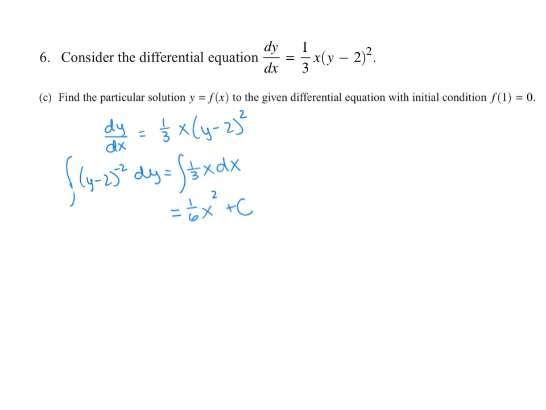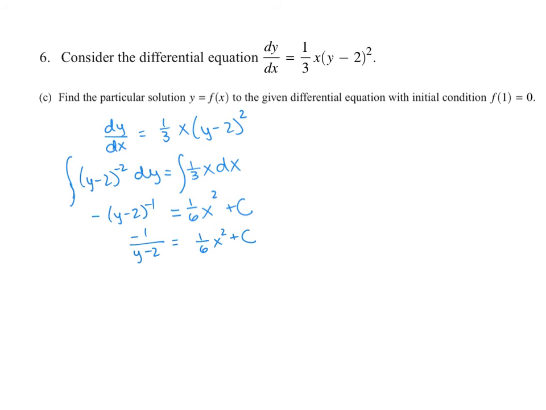And hopefully we can see, or at least we can follow, that the antiderivative would be (y minus 2) to the negative 1. Actually, it would be negative (y minus 2) to the negative 1. And if it's not comfortable for you to just make that jump, that is a u sub with u equals y minus 2. So now I have negative 1 over (y minus 2) equals 1/6 x squared plus c.